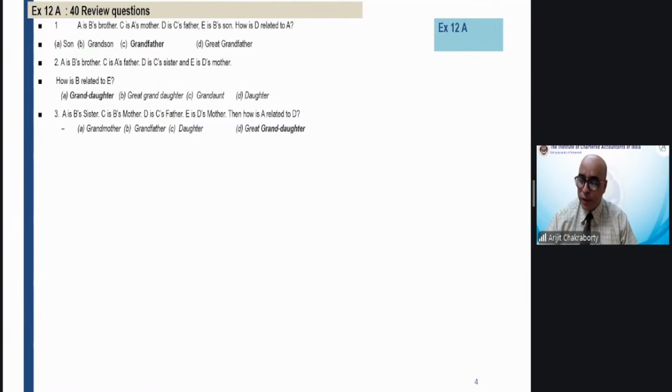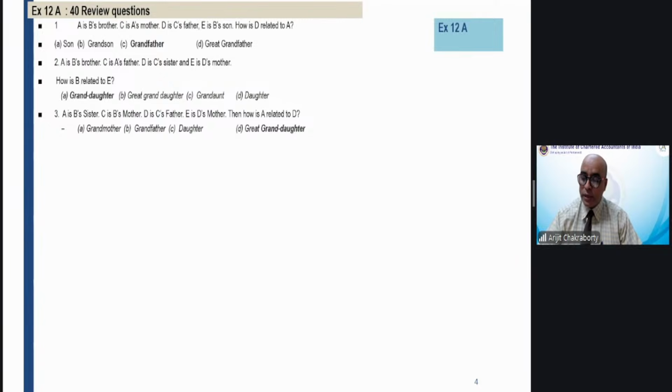Above A and B, we have C. C is the mother of A and B. And above C, we have D, because D is the father of C. The question is, how is A related to D? So the question is the relation between A and D.